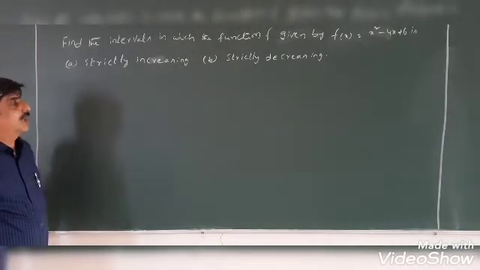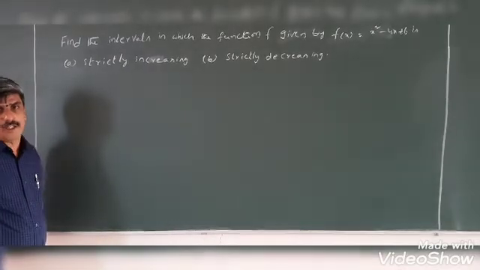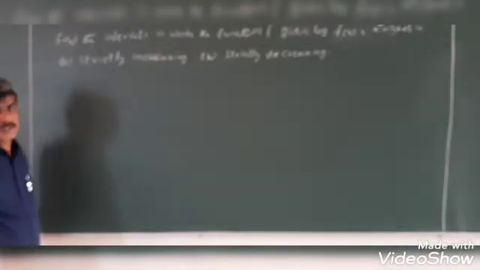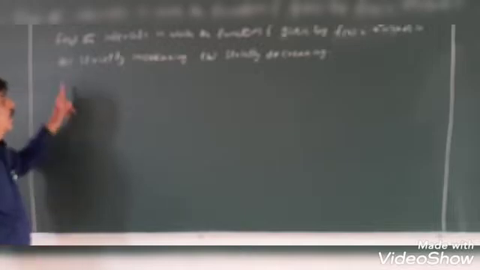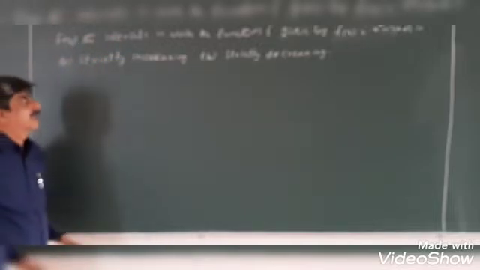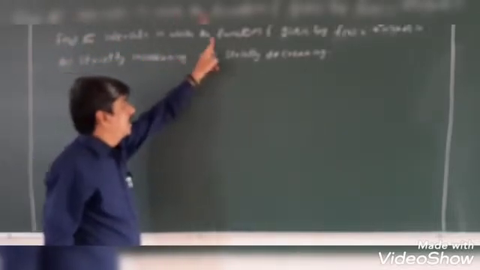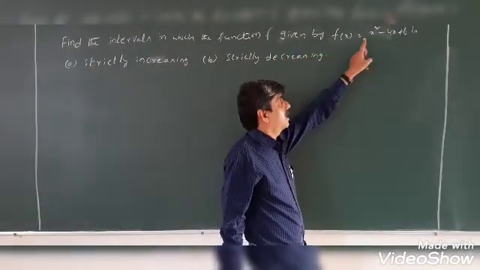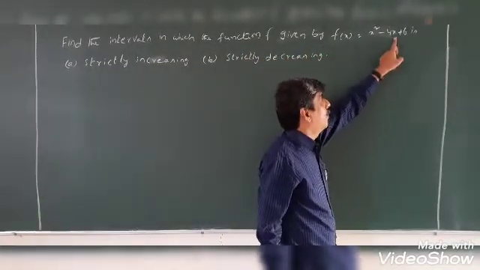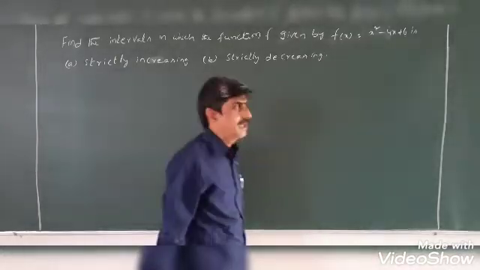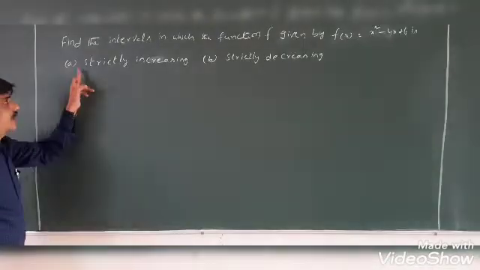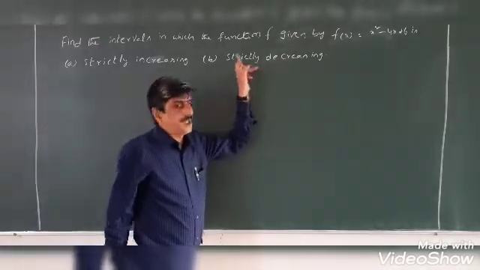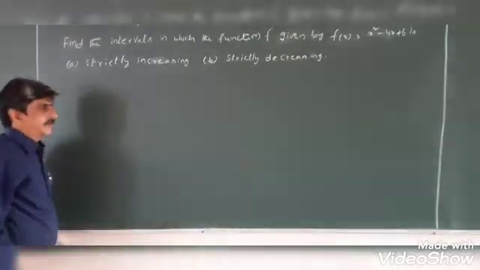Today I am going to start increasing, decreasing functions. Important 3 marks questions. In that first numerical, find the intervals in which the function f given by f of x is equal to x square minus 4x plus 6 is strictly increasing, strictly decreasing.